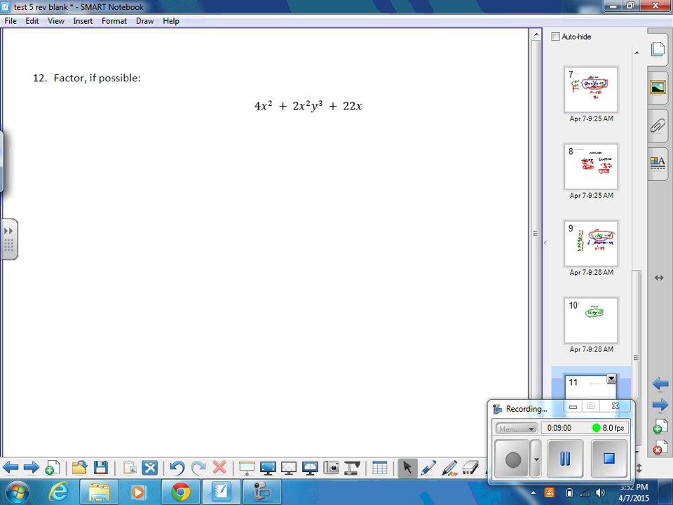Now, the very last one says factor if possible. Yikes. Alright, yeah, it's got 3 things here. It's like what you call a trinomial, but it's not going to factor into this and this. At least I don't know right away. The reason why is there's a y in it, a bunch of stuff going on. So my first bet is to factor out a greatest common factor. I noticed that all of them have an x, and all of them have at least a 2.